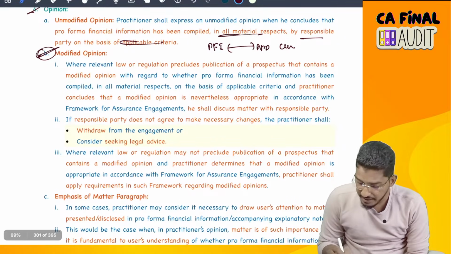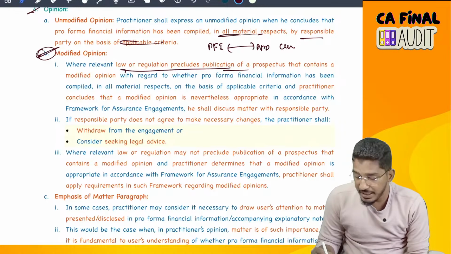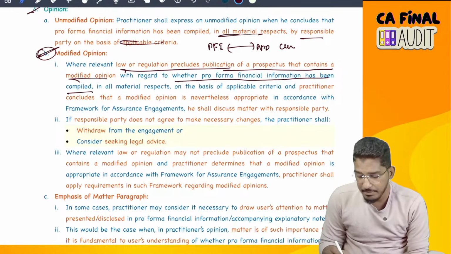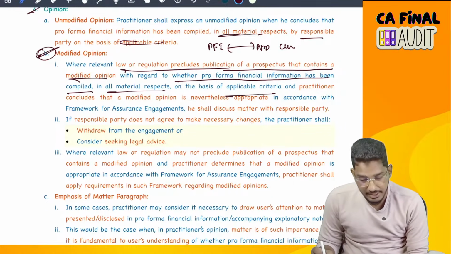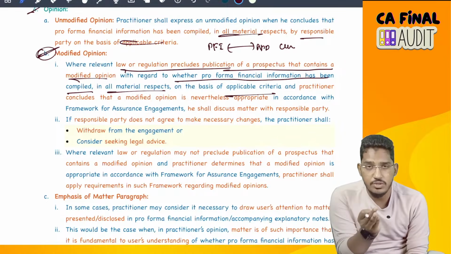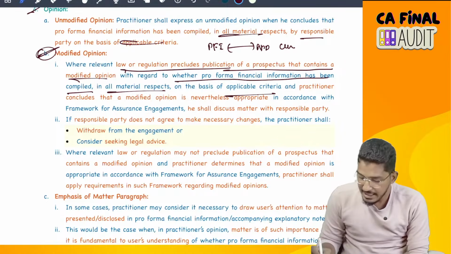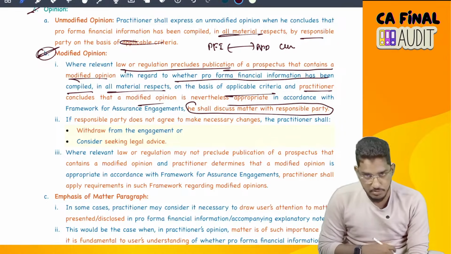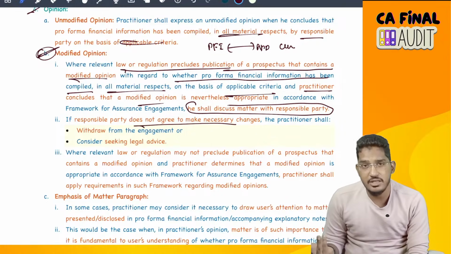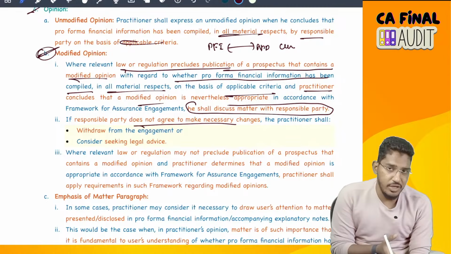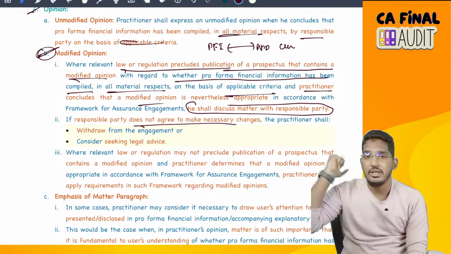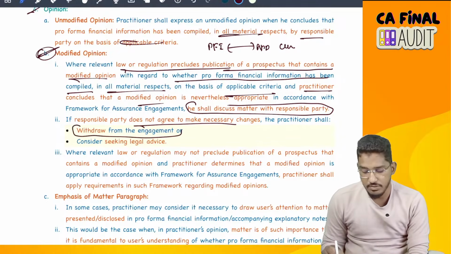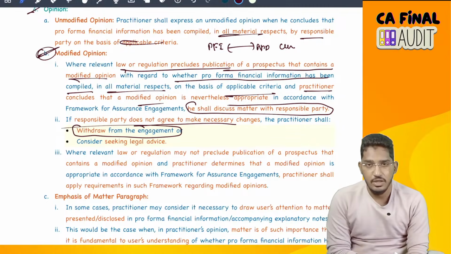If you read it here, where relevant law or regulation prohibits publication of a prospectus that contains a modified opinion with regard to whether pro forma financial information has been compiled in all material respects on the basis of applicable criteria. That means the law or regulation is prohibiting you from including this modified pro forma financial information in the prospectus. In that case, if the practitioner concludes that a modified opinion is appropriate, then what you should do is discuss the matter with the responsible party. If the responsible party does not agree to make the necessary changes, I went and requested the management: sir, I have to give a modified opinion, but if I give it, you can't include it in your prospectus, please make the changes. But even after requesting, they are not making the changes. Then what the standard says is, if possible, withdraw from the engagement. Withdraw, no point in unnecessarily continuing the engagement there.